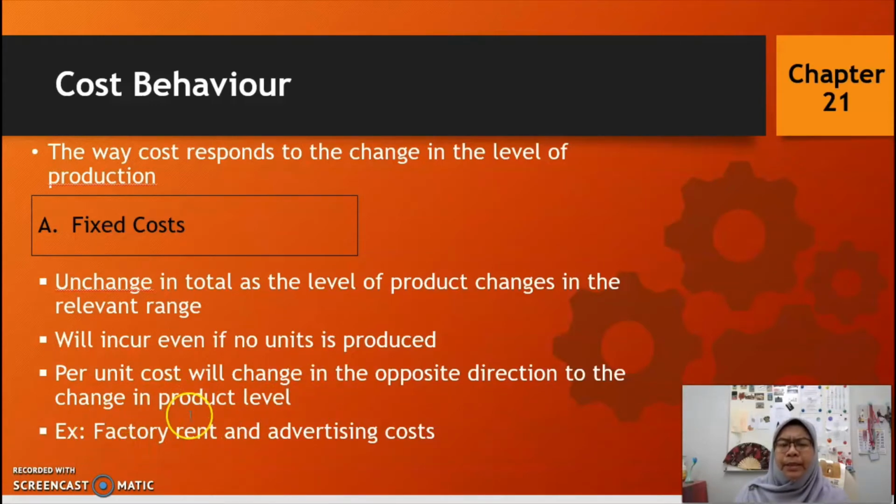Now, take into account the examples of the fixed cost. The examples could be your factory. You do not have a building to be your factory, so you rent a building from somebody else. So you need to pay monthly rental for your factory. So the factory rental fees will be one example, and the other example is advertising costs.